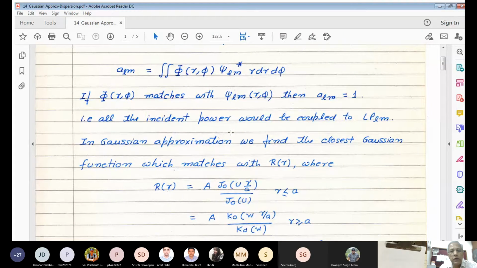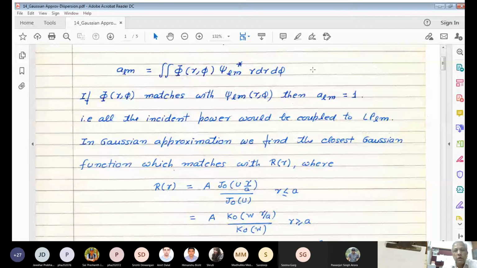So what we try to find is a Gaussian function which matches the ψ(r) in the best possible way. Now I will discuss how we will do it. The recipe I have already basically discussed: this overlap integral, if the function corresponds to the fundamental mode, then the amplitude of the fundamental mode would be 1. All the power would be coupled to that.